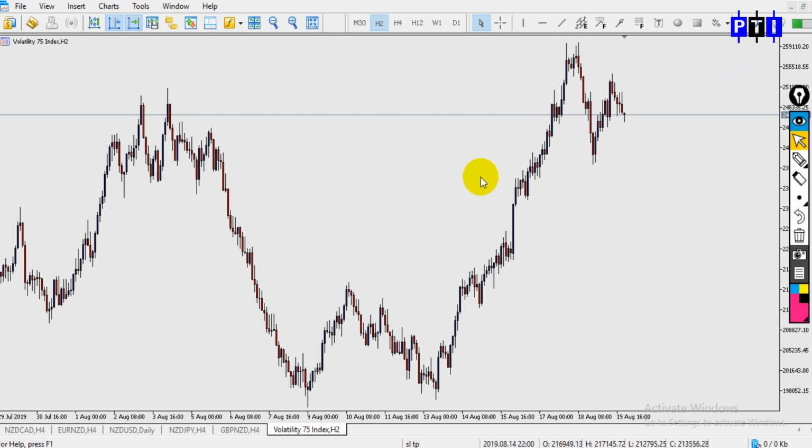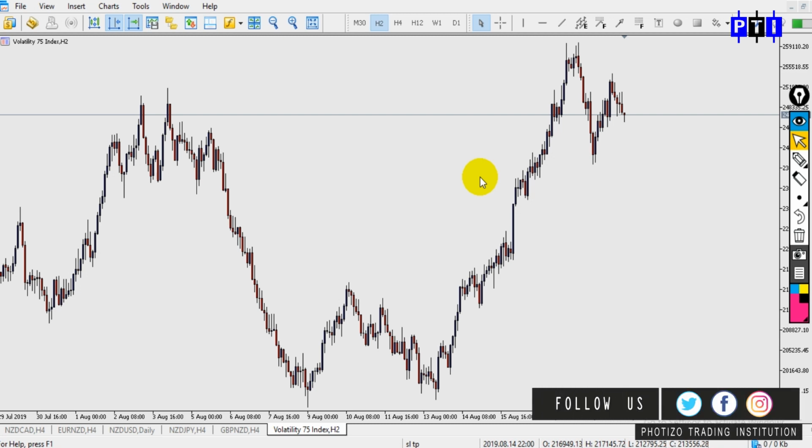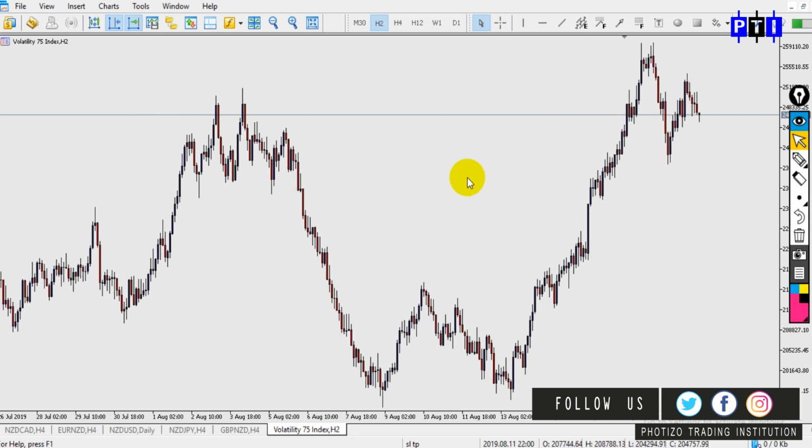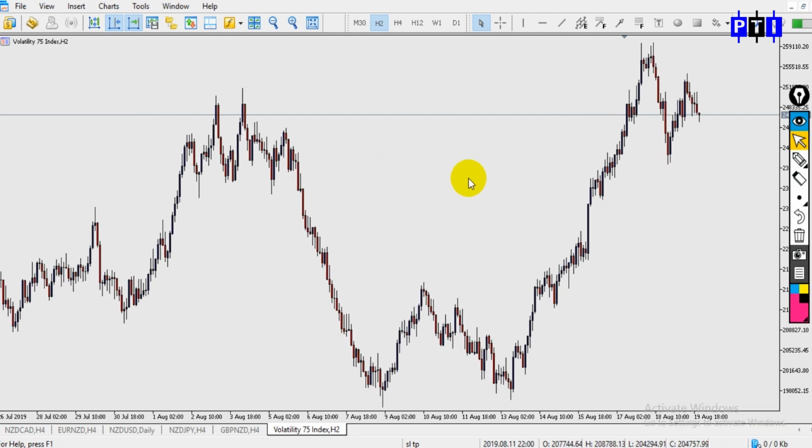So today I just want to break down the market, more especially the volatility 75 index. I want to give you indicators that are working well with this kind of instrument, because what is important in trading is that we do not hide our secret, but we reveal it to everyone so that everyone can be profitable in the long run.